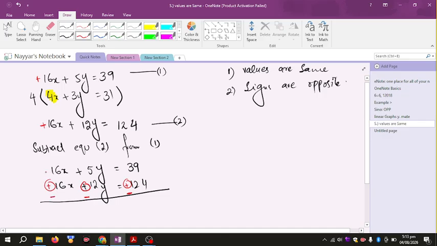There was no sign with 16x here, so it's a positive sign, right? So you can see that now this is positive 16x and negative 16x. Plus minus is minus; 16 minus 16 is 0. So we can eliminate this variable. So what we are left with: 5 minus 12, negative 7y is equal to 39 minus 124.